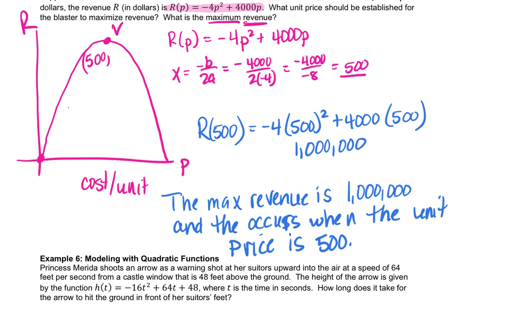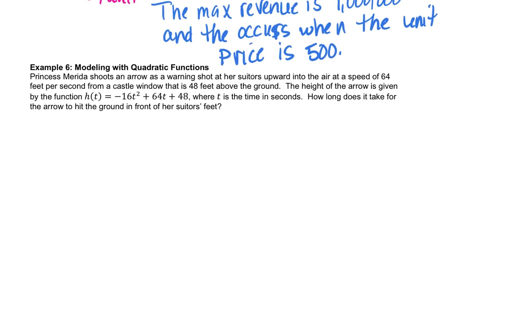All right, last one. So Princess Meridia, she shoots a warning arrow at her suitors. She shoots it into the air at a speed of 64 feet per second from a castle window that's 48 feet above the ground. The height of the arrow is given by this function. So we've got the height with respect to time, -16t squared plus 64t plus 48, where t is the time in seconds. How long would it take for the arrow to hit the ground?